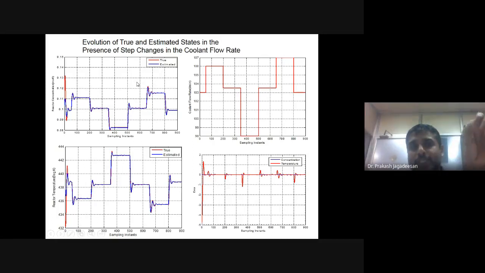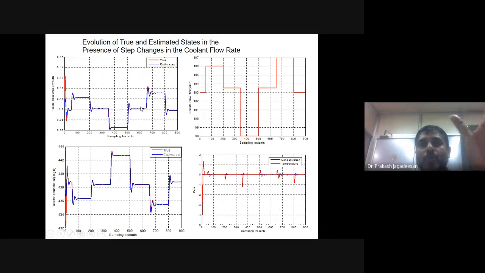So as far as this example is concerned, I'm assuming that concentration is an unmeasured variable. It's not directly available for measurement. But I wanted to estimate this using the model and the available measurement. So available measurements are temperature, inputs, available outputs. I want to estimate the unmeasured variable. Again, you can see here, initially there is some mismatch.